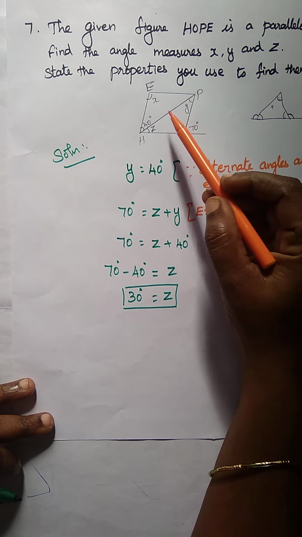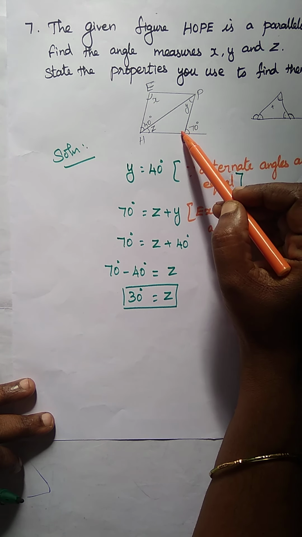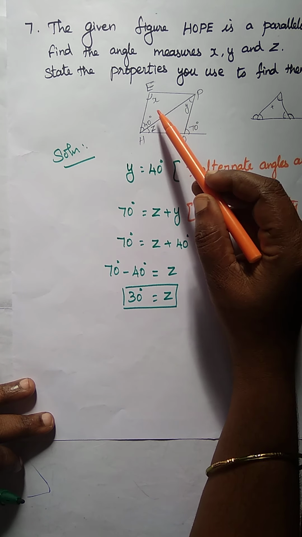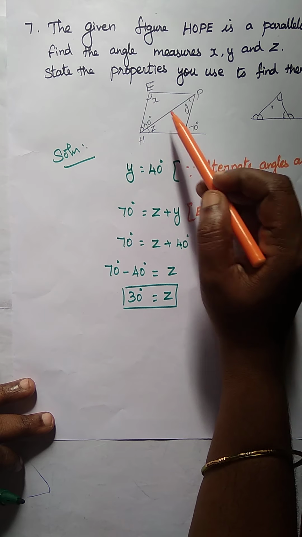Okay, now we are going to find the angle of x. Okay, so how can we find that this x and this angle are opposite? These two angles are opposite, that is angle O is equal to angle E. Both are opposite, so the angles are equal.